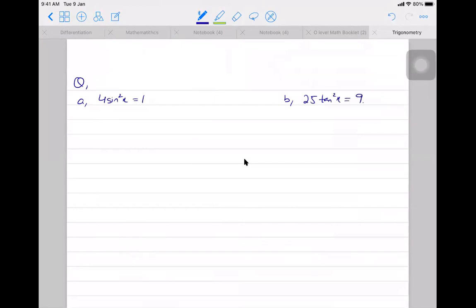Okay, please solve this. You need to solve these for x greater than or equal to 0 and less than or equal to 360 degrees.